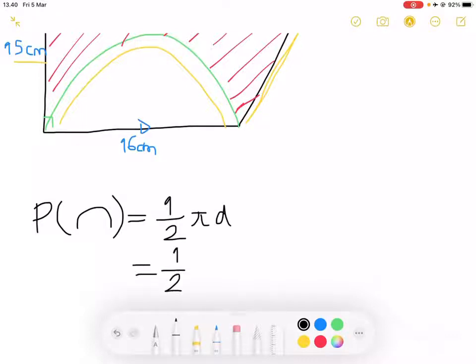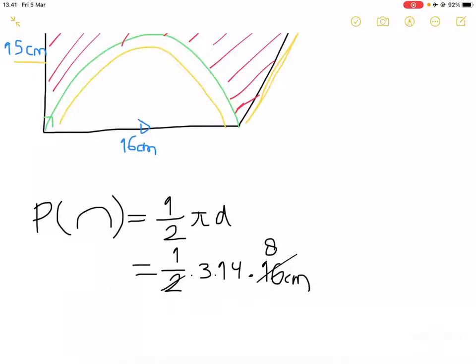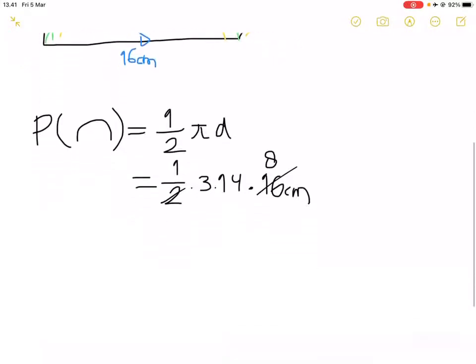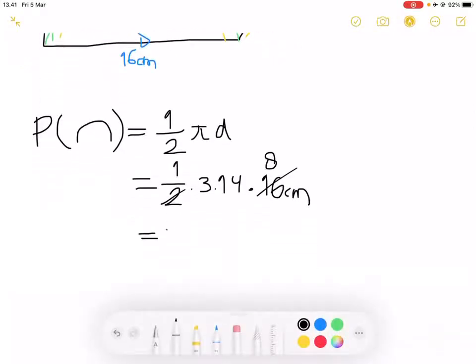So it's a half times 3.14 times the diameter, which is 16 centimeters. You can just calculate this, and you get that it is equal to 25.12 centimeters.